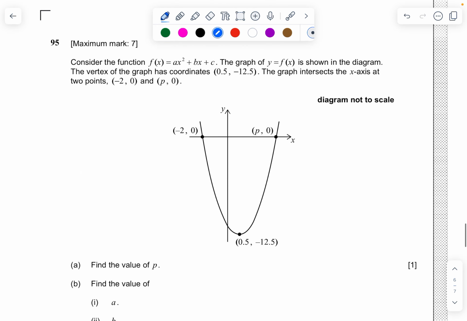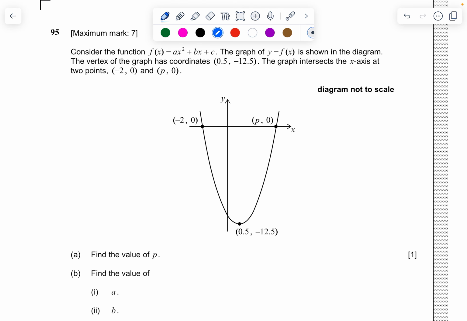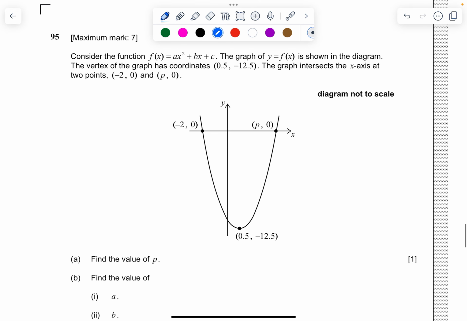Next, last question, question number 95. Find the value of p. We know that 0.5 is in the middle. So how much is this gap? This gap is 2.5. So this gap also has to be 2.5. So it should be 0.5 plus 2.5, which is going to be 3.